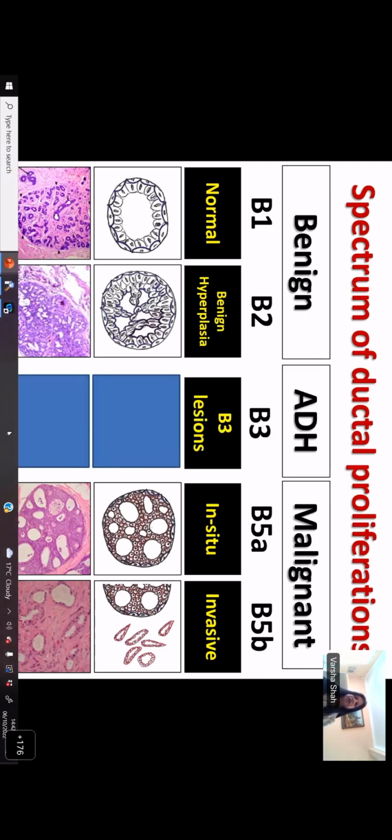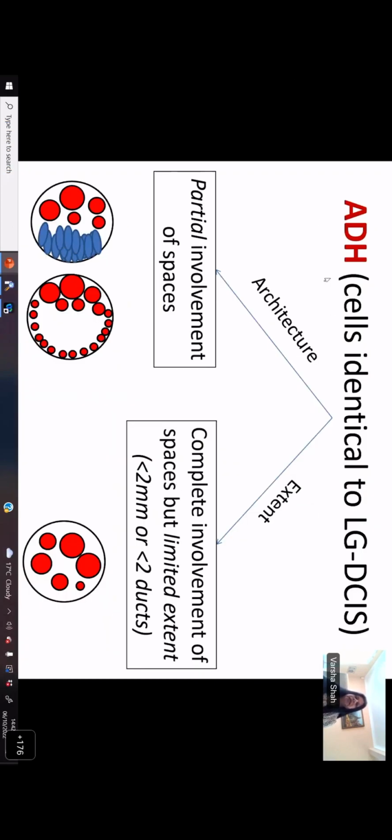And we have another category, which is called ADH, which is atypical ductal hyperplasia. So what exactly is atypical ductal hyperplasia? It is a neoplastic proliferation. The cells are identical to low-grade DCIS. Morphologically, genetically, or immunohistochemically, there is absolutely no difference between the cells of low-grade DCIS and ADH. And the ADH term is reserved for low-grade lesions. Once it is high-grade, you can't call it ADH. So it has to be a low-grade neoplastic proliferation.